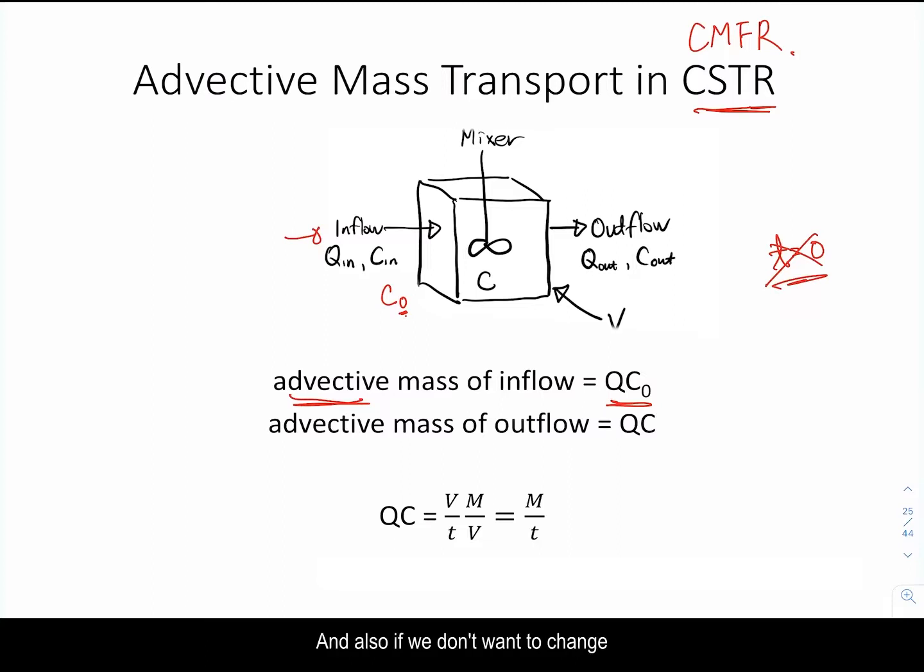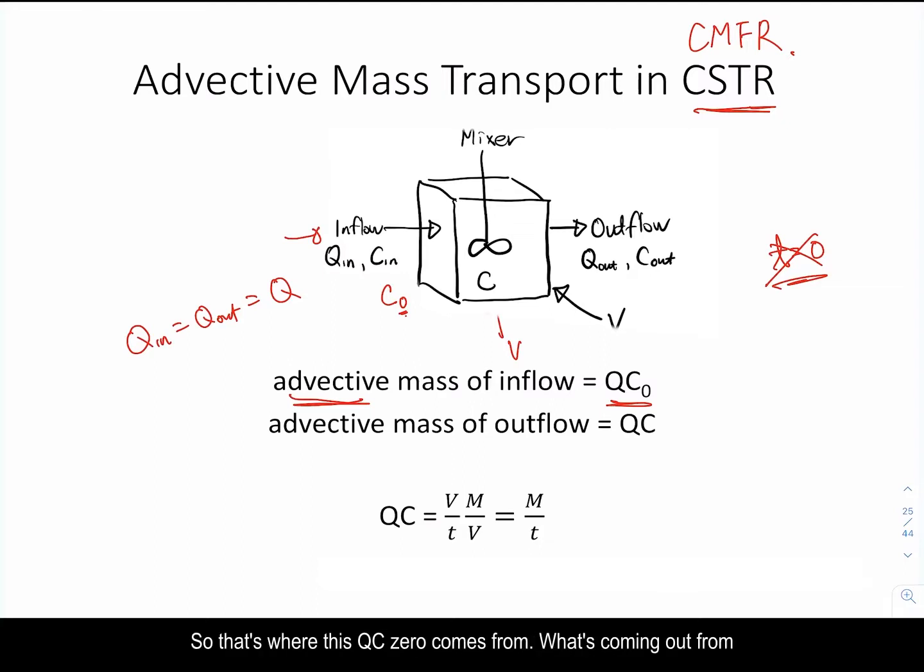Also, if we don't want to change the volume of the reactor, or the volume of the water that's within the reactor, then we also have to keep how much water we put in the same as how much water we take out, right? So Q in and Q out are oftentimes the same in many of the reactors that we see, and therefore we just simplify them as a Q without any subscript. So that's where this QC0 comes from.